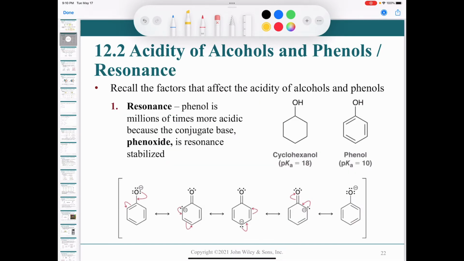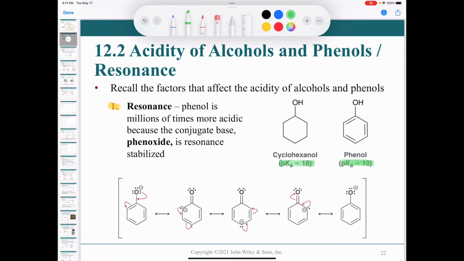What are some of the factors that affect the acidity of alcohols and phenols? Well, for one, they're affected by resonance. If we take a look at the difference in the pKa's of cyclohexanol and phenol, we see that phenol is 8 orders of magnitude more acidic than cyclohexanol. That means it's 10 to the power of 8 times more acidic than the cyclohexanol.